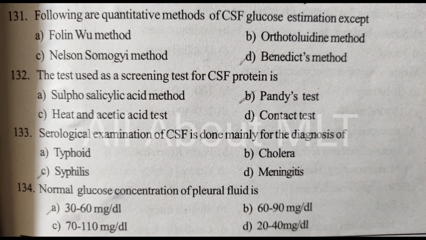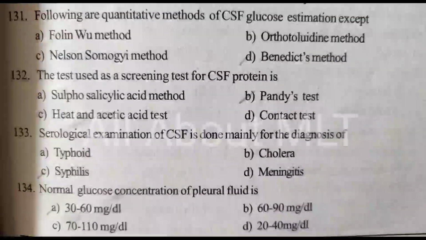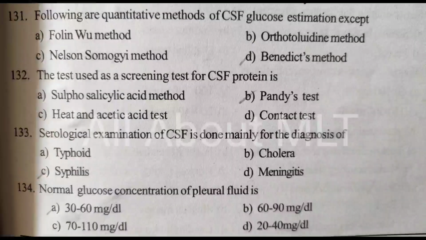Following are quantitative methods of CSF glucose estimation except: option A, Folin-Wu method; option B, ortho-toluidine method; option C, Nelson-Somogyi method; option D, Benedict method. And the answer is option D, Benedict method. The test used as a screening test for CSF protein is: option A, sulfosalicylic acid method; option B, Pandy's test; option C, heat and acetic acid test; option D, contact test. And the answer is option B, Pandy's test.